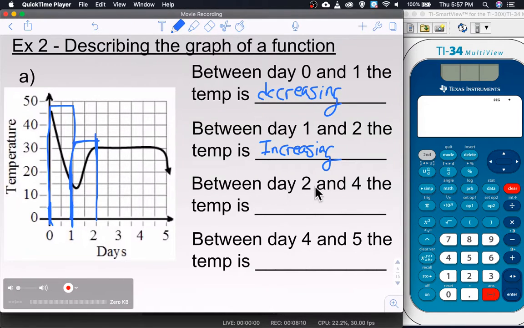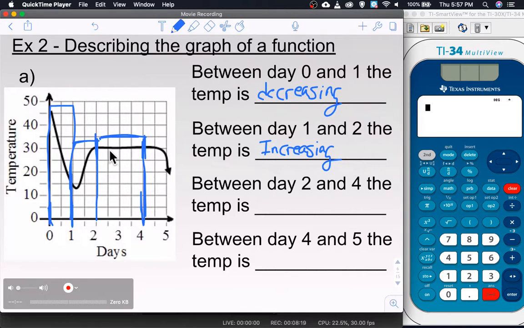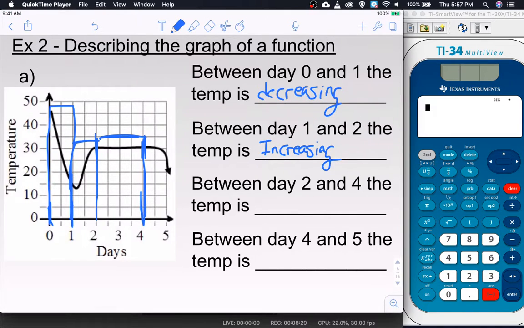Between days 2 and 4, the temperature is doing what? Okay, so here's 2 to 4. What's happening between here? Well, it's pretty darn flat. There's a little bit of a dip in here, but overall, the temperature remained the same. How would we say remained the same using math terminology? Do we have a word that means remains the same, doesn't change? We do. It's the word constant.